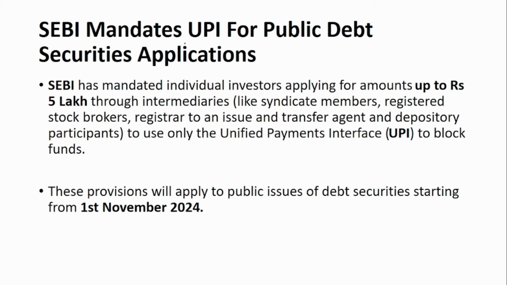The next news is about SEBI. SEBI has mandated that individual investors applying for amounts up to 5 lakhs for acquiring debt securities through intermediaries like stockbrokers have to use only UPI to block funds. In order to buy any debt security, you need to give money, right? So here SEBI has said that if the debt security you want to buy is up to the amount of 5 lakhs, then the payment should be only via UPI mode. That is only allowed from now onwards.